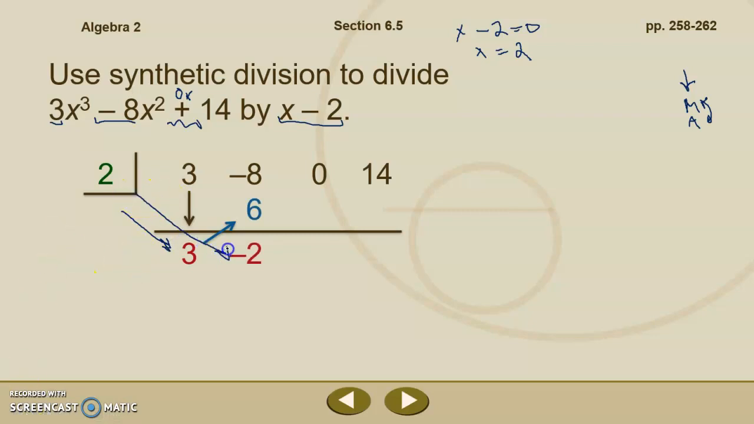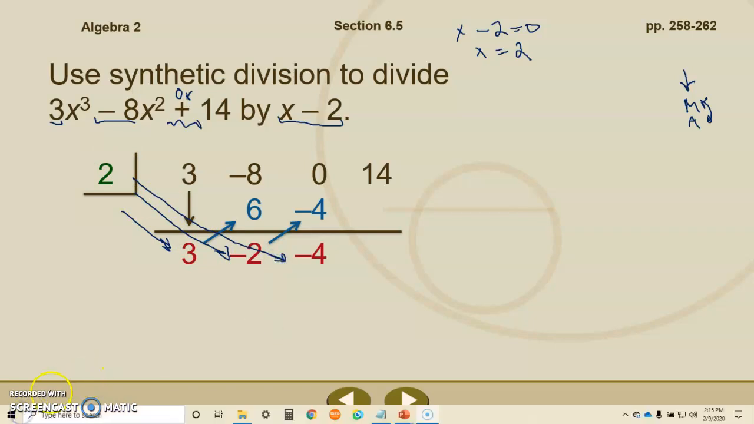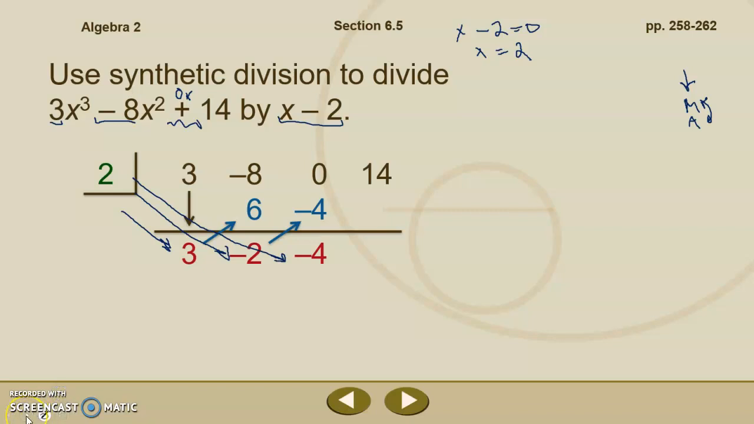We then multiply here. 2 times negative 2 is negative 4. We then add 0 plus negative 4 is negative 4. And then we multiply here. 2 times negative 4 is negative 8. We'll then add those together. 14 plus negative 8 is 6. So our remainder this time is not 0. This is not 0. We do have a remainder.